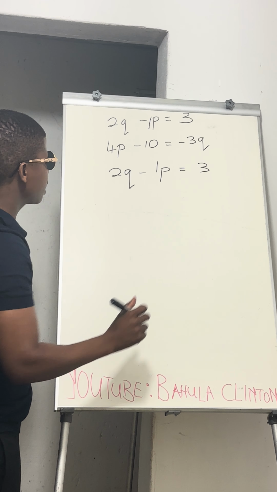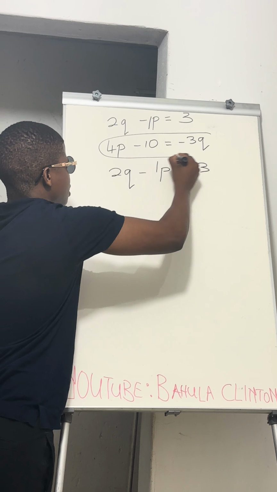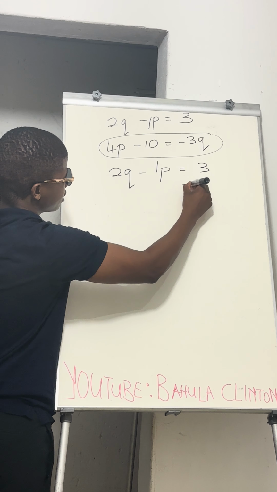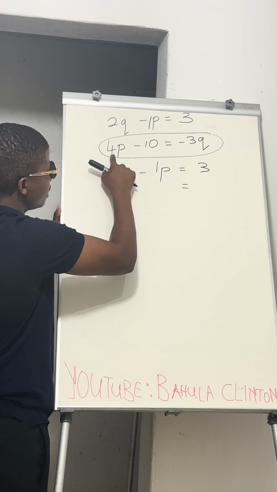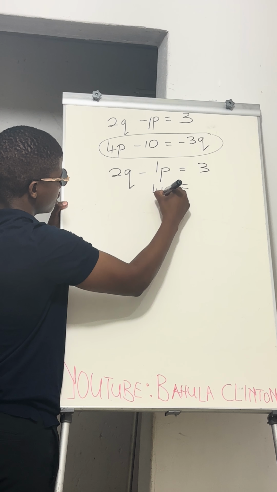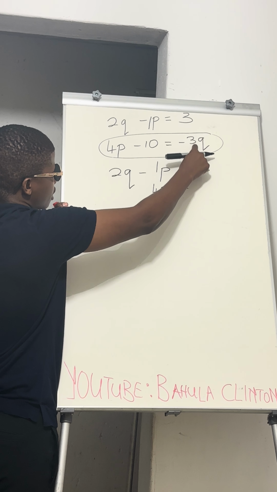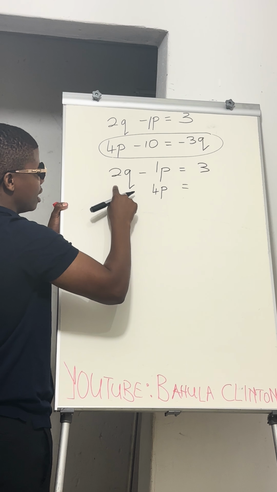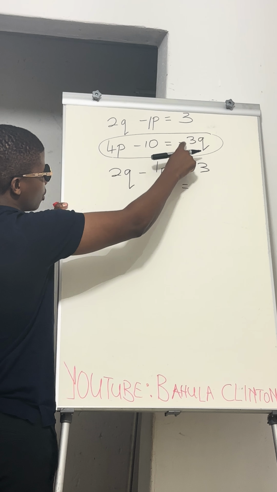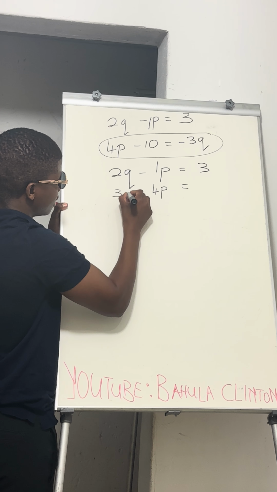Now I'm going to realign this one in such a way that it aligns with this one. So our equal sign is here. The 4p must be here. It's still on the left, so the sign doesn't change. The 3q must come and be here. So it must jump and come to stay there so that it can align with that one. So it's going to be positive 3q.